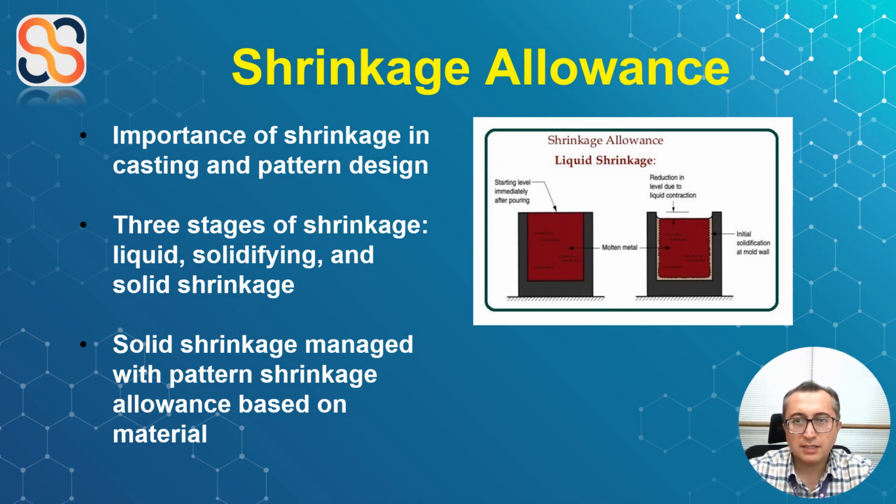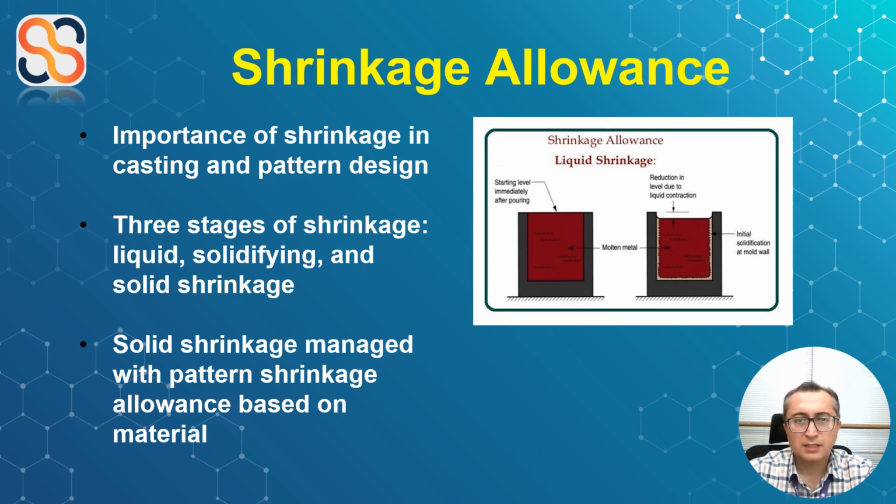Shrinkage allowance is essential in pattern making due to the significant contraction that most metals undergo when cooled from a molten state. The total volume contraction occurs in three stages. Stage 1, liquid contraction. As the molten metal cools from its pouring temperature down to the liquidus temperature, it contracts. This shrinkage happens while the metal is still fully liquid.